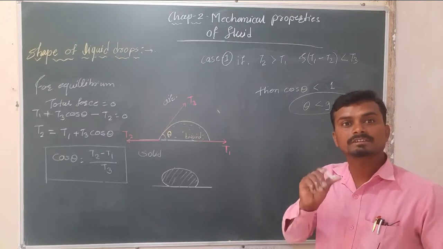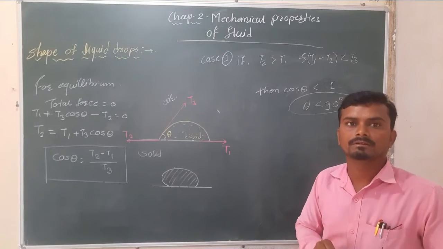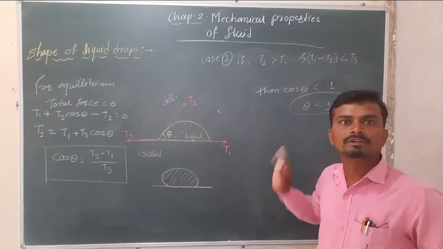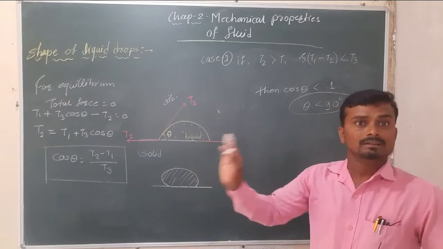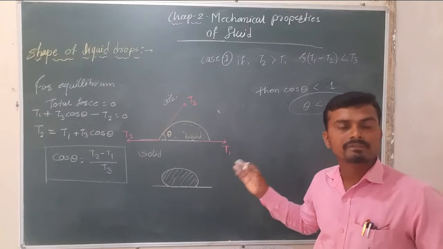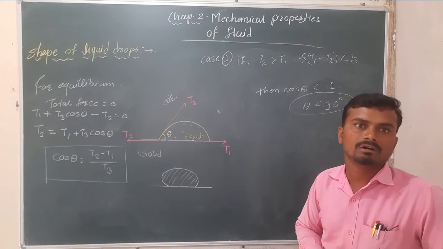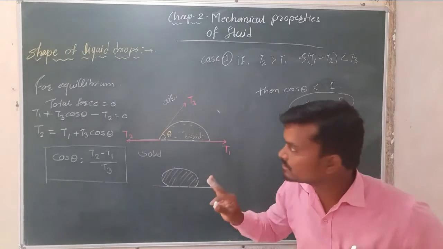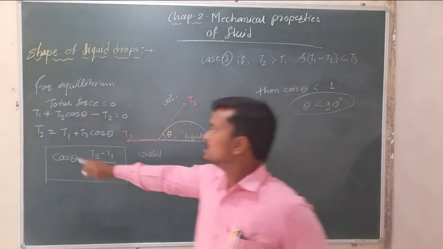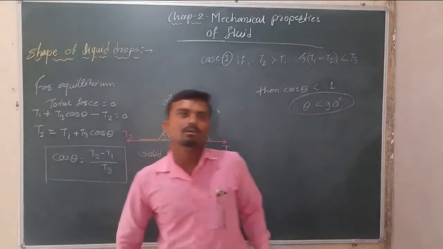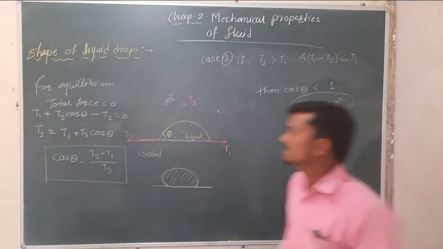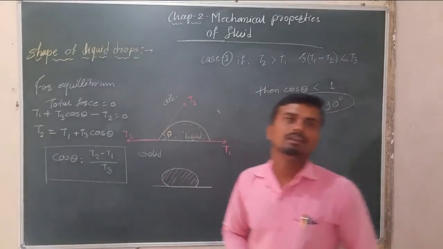Then we consider the stability or equilibrium of a drop. For equilibrium of a drop, the total force towards the right side must be equal to the total force towards the left side, or the net force acting on the drop must be 0, and we get the equation T2 is equal to T1 plus T3 cos of theta. We rearrange that equation for cos theta, then cos of theta is equal to T2 minus T1 upon T3.